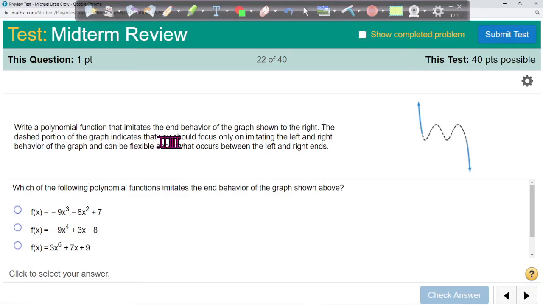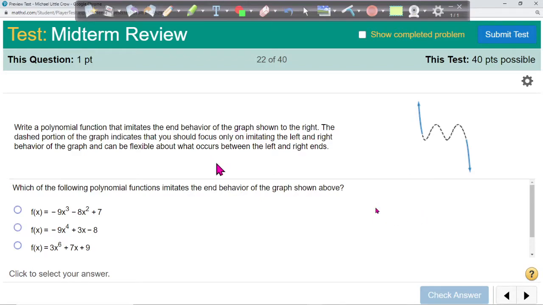Write a polynomial function that imitates the behavior of the graph shown to the right. The dashed portion of the graph indicates that you should focus only on imitating the left and right behavior of the graph and can be flexible about what occurs between the left and right ends. So we don't know what it's doing in the middle, but we know that one end goes up, one goes down. What this is telling us is we have an odd function, so the degree is odd.